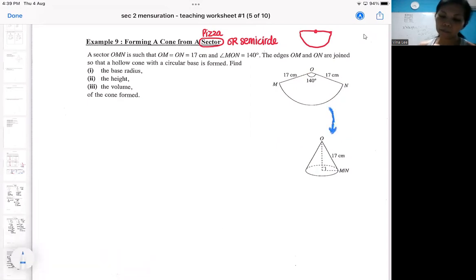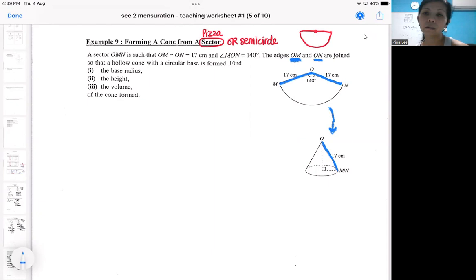So they describe the edges as being joined. You imagine you put glue on the edges. So you're going to glue these two edges. So actually the two edges become the 17.